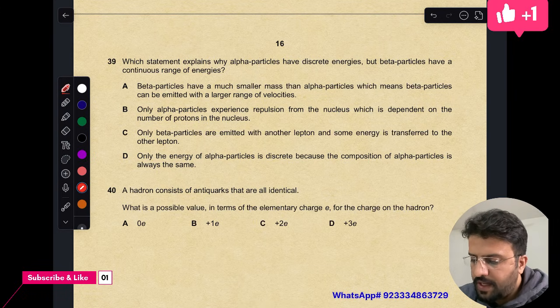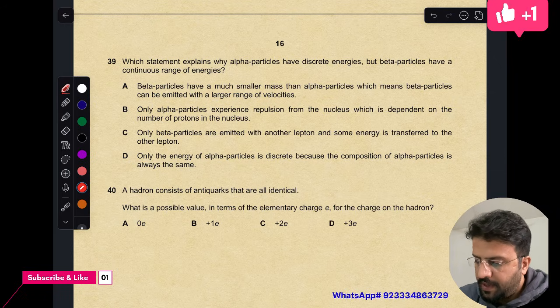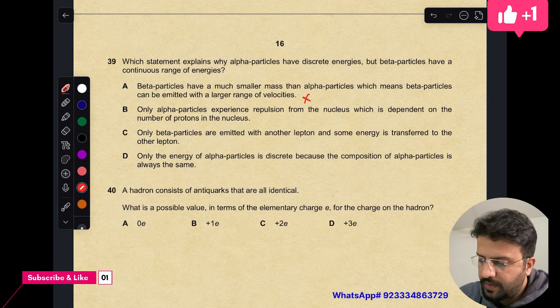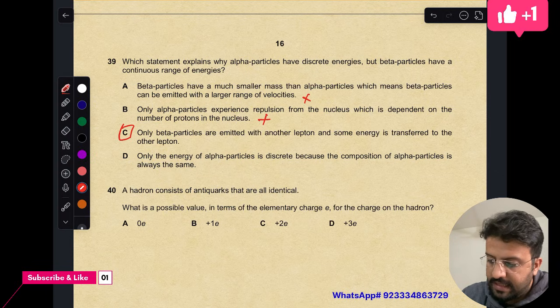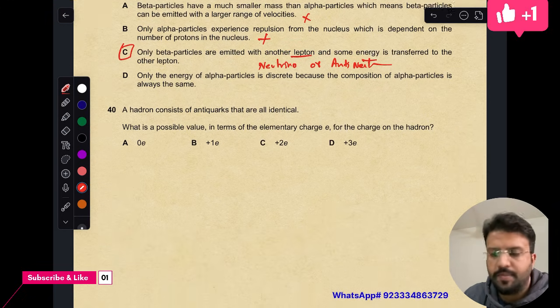The next question: which statement explains why alpha particles have discrete energies but beta particles have a continuous range of energies? Beta particles have much smaller mass than alpha particles, which means beta particles can be emitted with a larger range. Alpha particles experience repulsion from the nucleus. Only beta particles are emitted with other leptons. Yes, this is the right option. They are emitted with other leptons, and these leptons are called neutrinos or antineutrinos, depending on whether it's beta positive or beta negative emission.